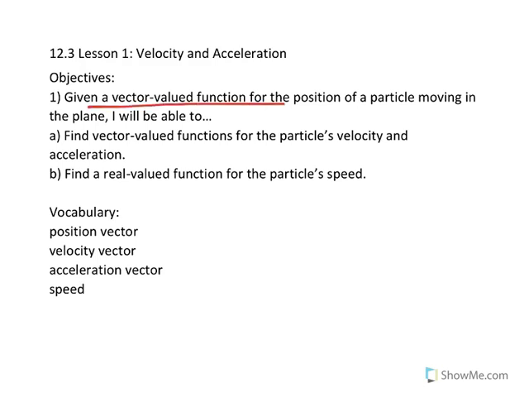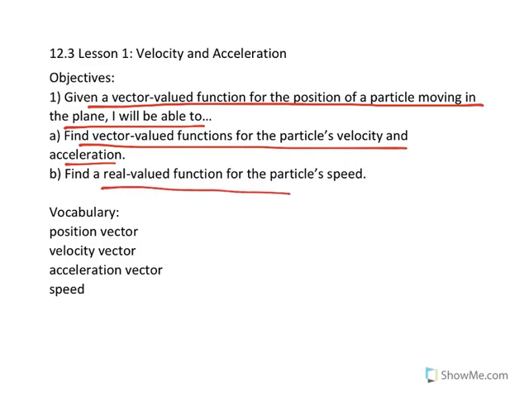So today we looked at, given a vector-valued function for the position of a particle moving in the plane, how to find vector-valued functions for the particle's velocity and acceleration, and a real-valued function for the particle's speed. And in the last example, we started with an acceleration function and found antiderivatives. To help us find the position function, we of course used some initial conditions that were given.